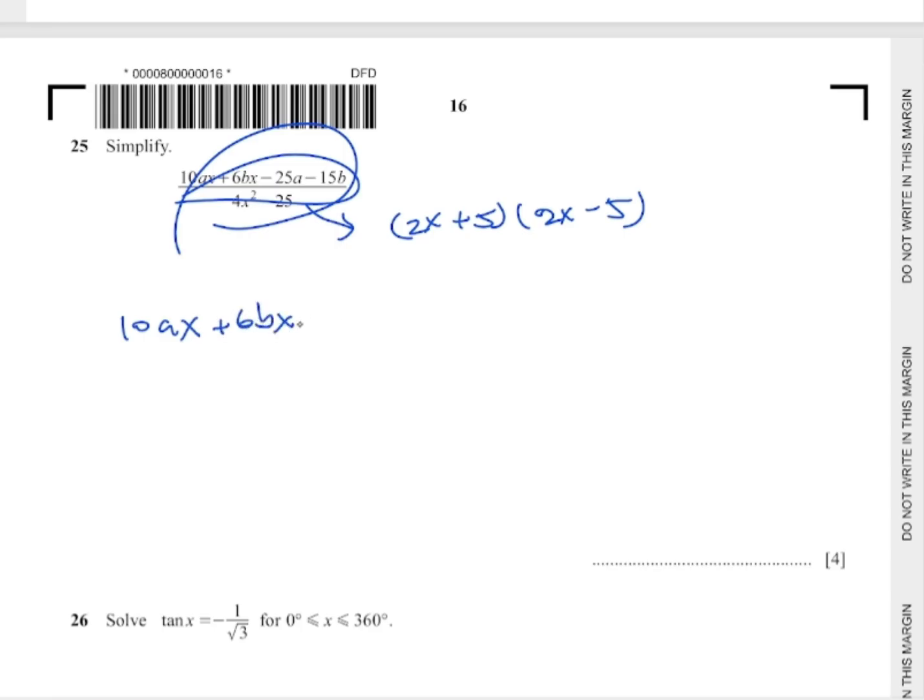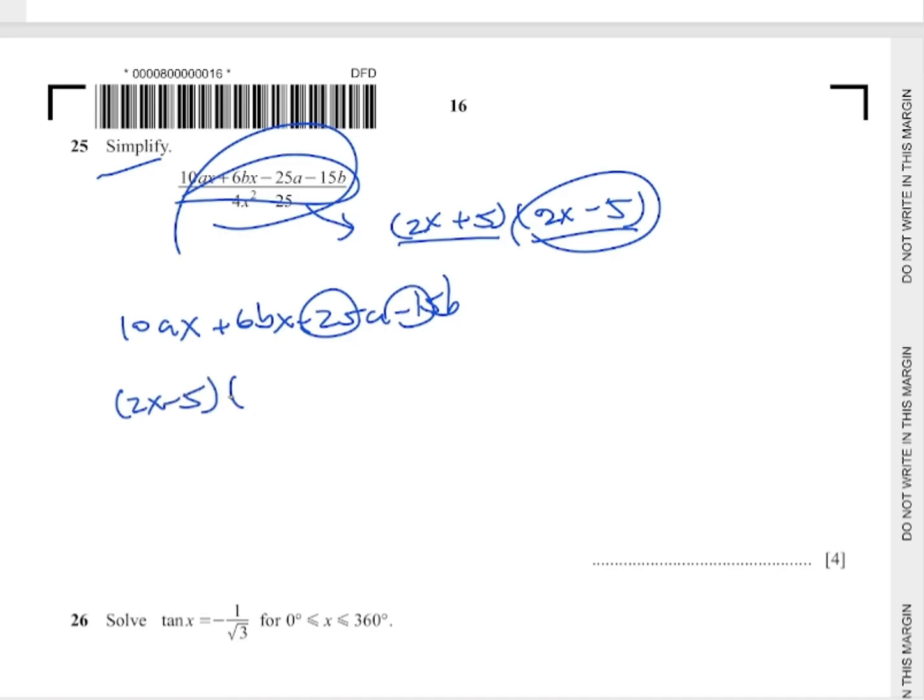10ax plus 6bx minus 25a minus 15b. So one trick is that we know that it will simplify, so there must be a factor of either 2x minus 5 or 2x plus 5. And since we see negative numbers here, we can try 2x minus 5. So if we have 2x minus 5 times something a plus something b, we know that the coefficient of a times negative 5 is 25, so it would be 5a. Coefficient of b times negative 5 would be 15, so it would be 3b. And if we try and expand this, it will totally work out. So the final result will give us 5a plus 3b over 2x plus 5.